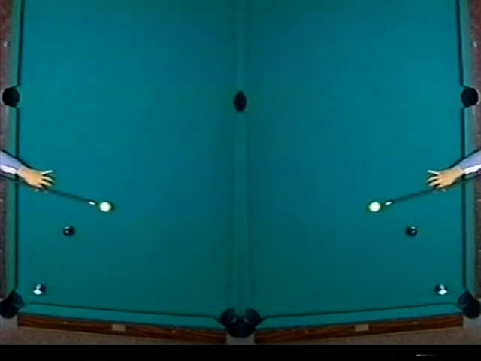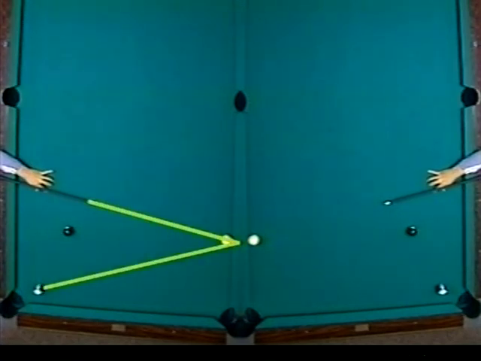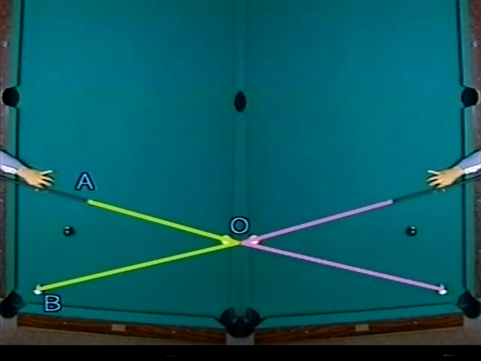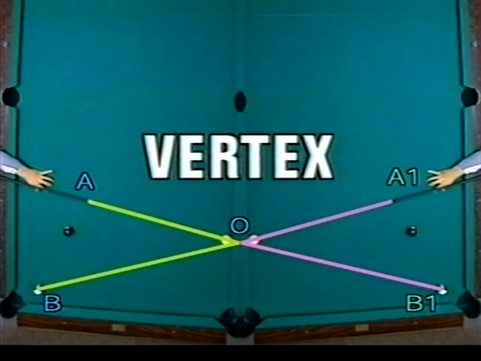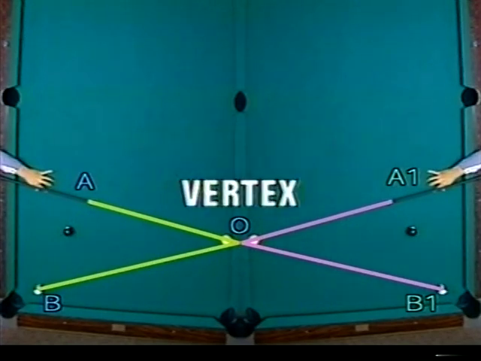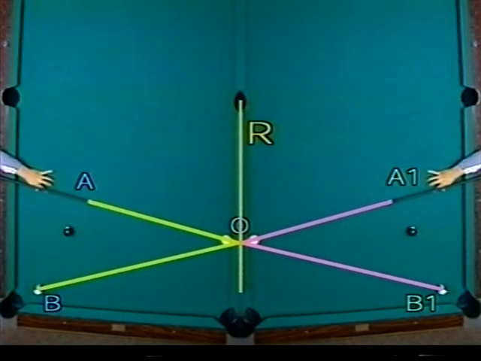When I hit the cue ball toward the reflected 12 ball, I create two angles. One on the table we'll call angle AOB, and one in the mirror that we'll call angle A1OB1. O is the point where the ball hits the cushion, the vertex of our angle. The cushion is our line of reflection. Let's call that line RC.